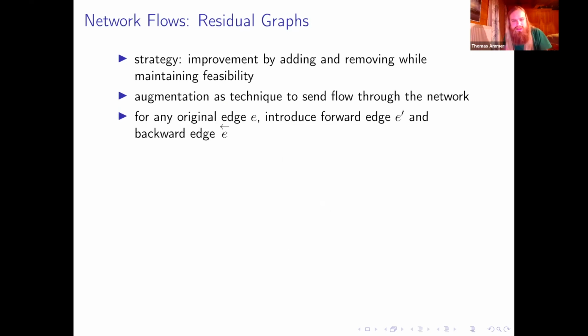Okay, how does that work exactly? So we build an auxiliary graph, the so-called residual graph or residual network. And for any edge in the original graph, we introduce a forward edge to the residual network that points in the same direction. And we add a backward edge pointing in the opposite direction.